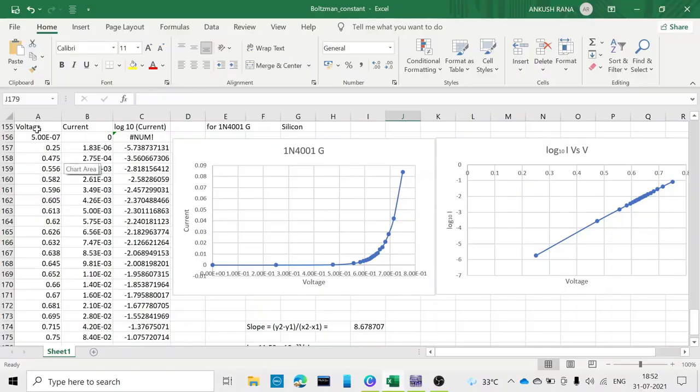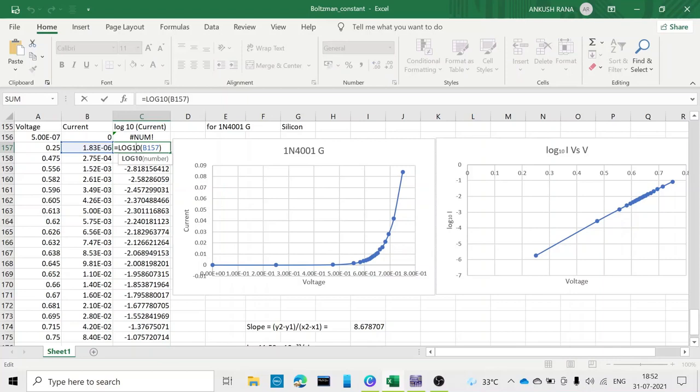This is what I have told you to get the values of voltage and current, and the log formula which I have used here. You can see equal to LOG, and the number you write is the base, which is log base 10, and in brackets you type the name of the cell. Here I want to find the log base 10 of this cell, which is B1, and the position is 157. So I write 157, and okay.